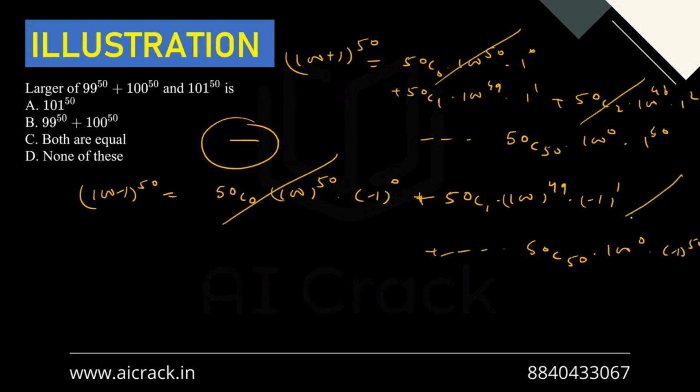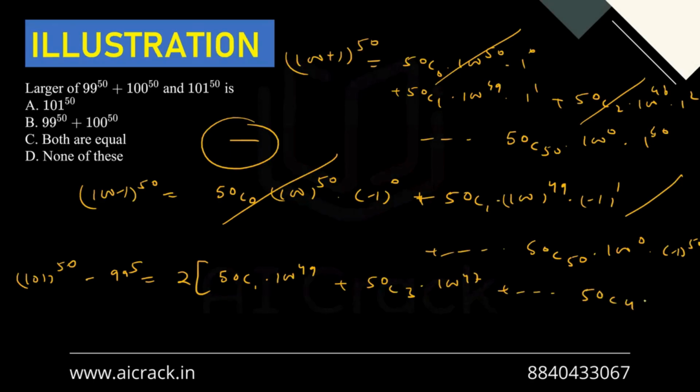This term and the second term over here will get cancelled out, and the terms with the negative power will get doubled, right? So the difference would be, basically I'll write it like 101 raised power 50 minus 99 raised power 50. That would give me two times of this: 50c1 dot 100 raised power 49 dot, just don't write 1 because it's 1 raised power something. Similarly 50c3 dot 100 raised power 47 till 50c49 dot 100 raised power 1. So these are the terms we'll be getting.